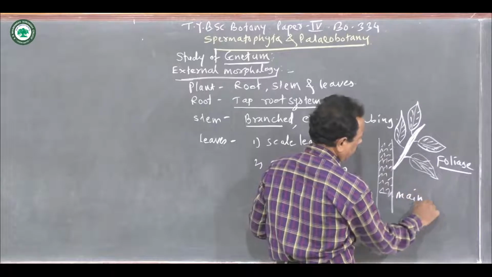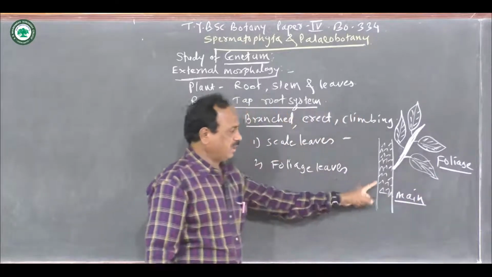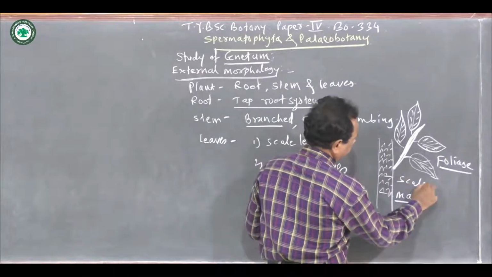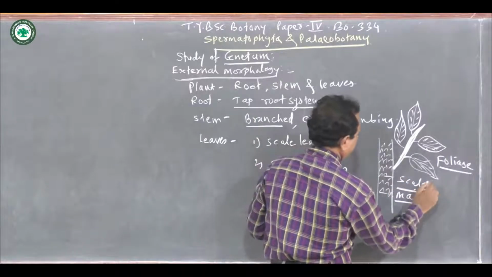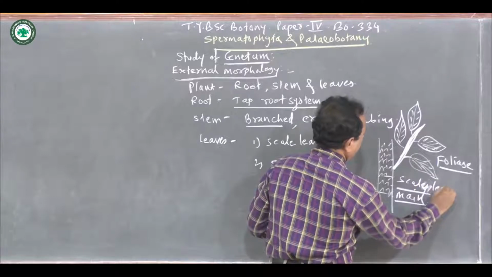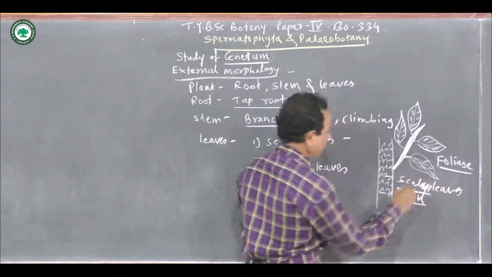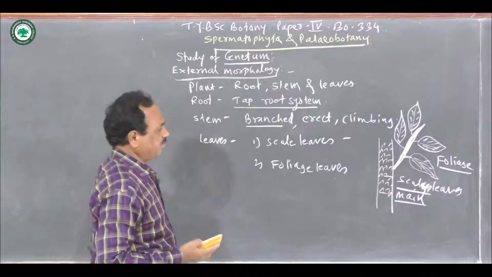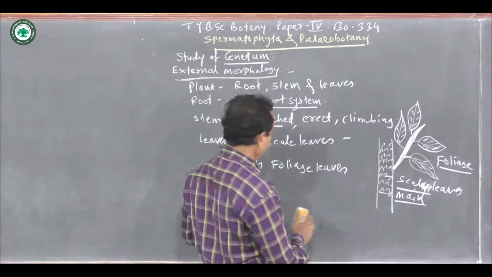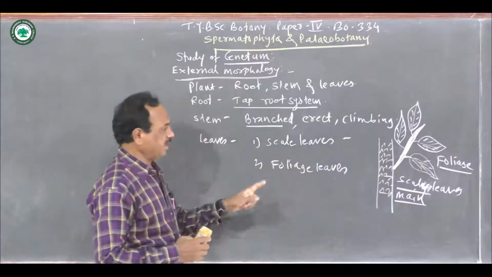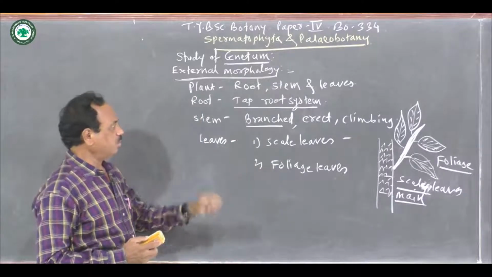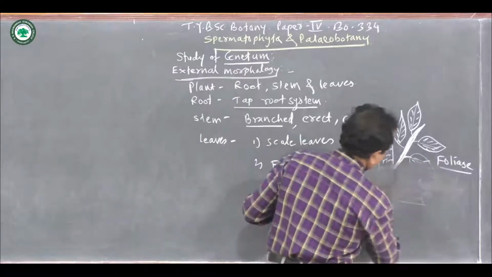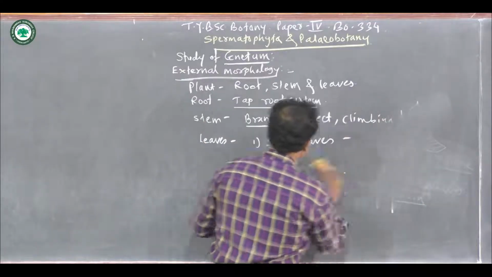On the main shoot, or the branch of unlimited growth, the scaly leaves are present. The scaly leaves are very small and remain for some period of time, and then later on they fall off. And the foliage leaves do the function of photosynthesis. So this is about the external morphology of the Gnetum plant.